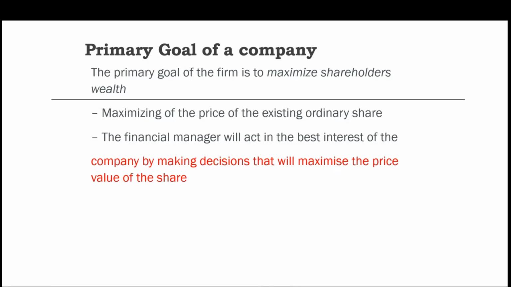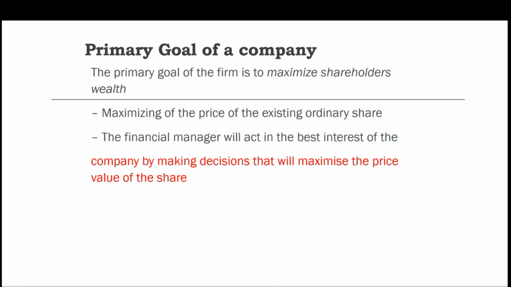So if this is a company that I have formed, the more income the company makes, the better it is for the shareholders. And if I'm a shareholder, that's all I want. I want my company to grow and make more profits, because the more profits they make, the richer I become, isn't it? Good, that is correct. So maximizing the price of the existing ordinary share.